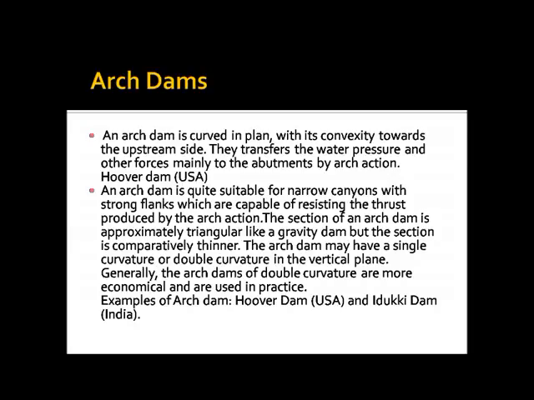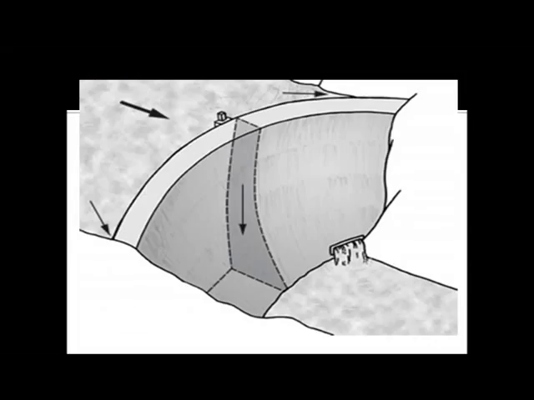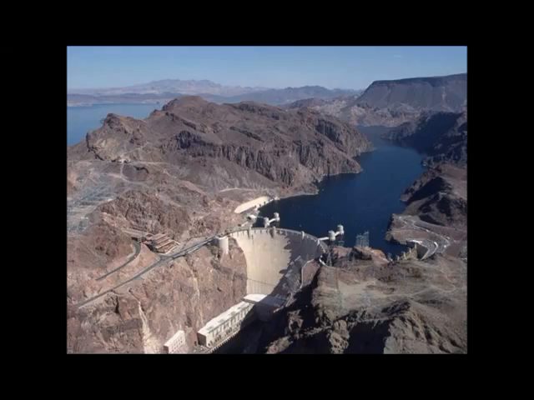An example of the arch dam would be the Hoover Dam in the USA. If you're coming to India, the Idukki Dam is a commonly known name. You can see in this picture how it's curving in. It usually has a curvature, the arch dam. It's a very important characteristic, you can say, of the arch dam.